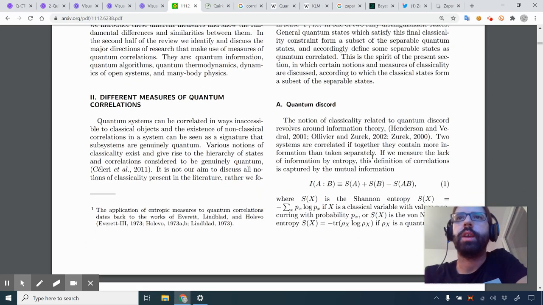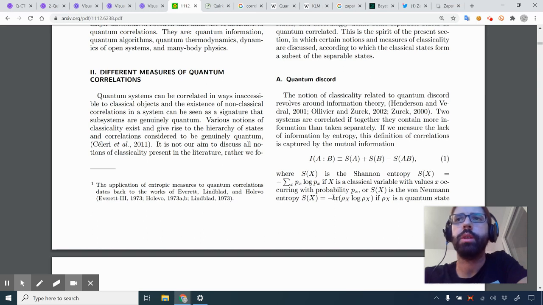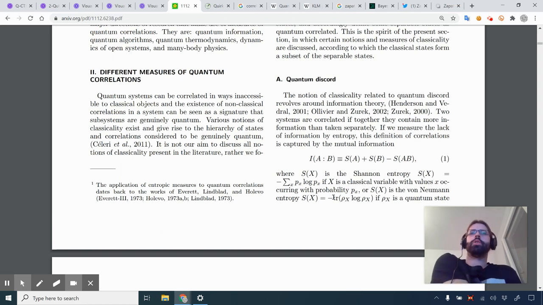Quantum discord. The notion of classicality related to quantum discord revolves around information theory. Two systems are correlated if together they contain more information than taken separately. If we measure the lack of information by entropy, this definition of correlations is captured by the mutual information, where S is the Shannon entropy if X is a classical variable with values x occurring with probability p(x), or the von Neumann entropy S(X).